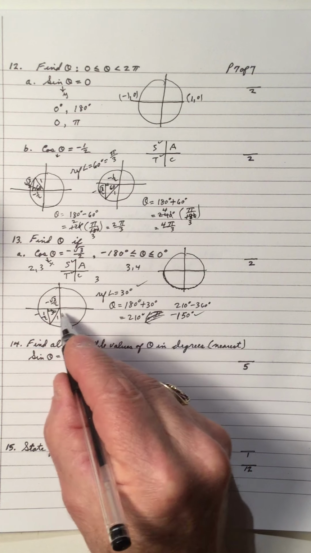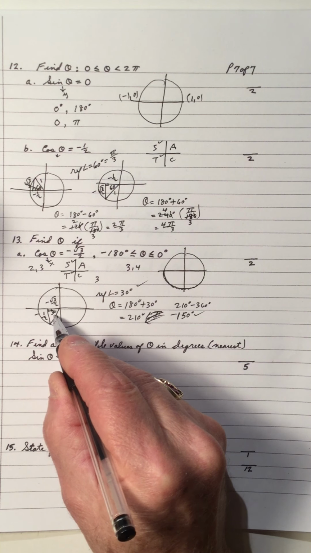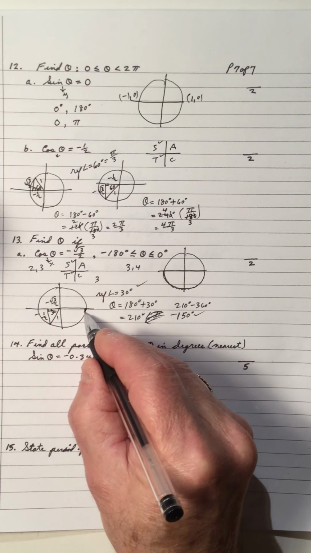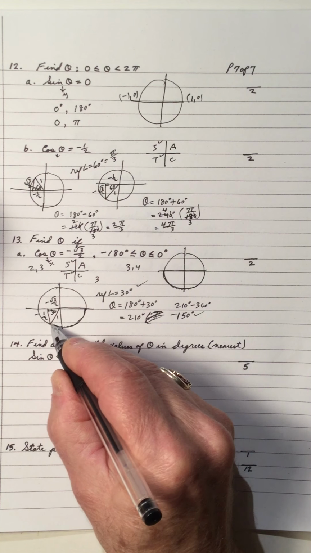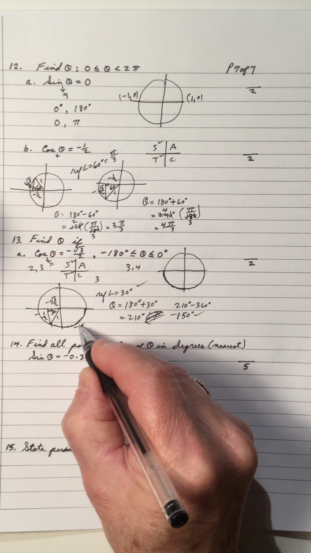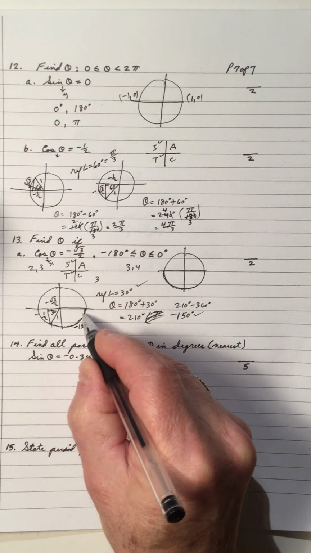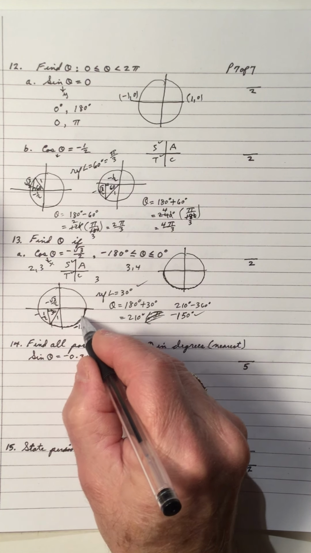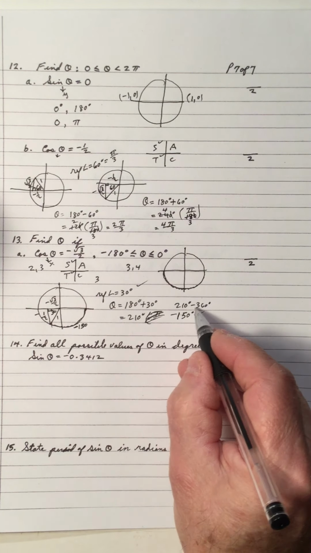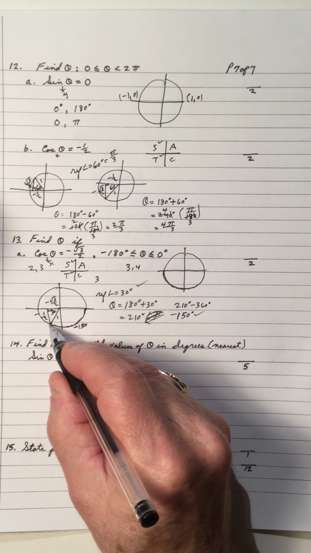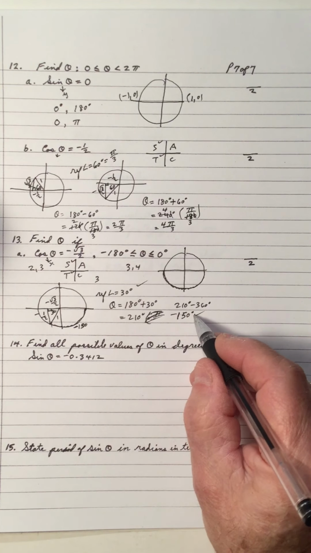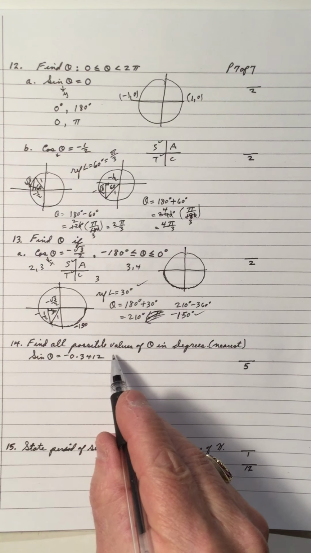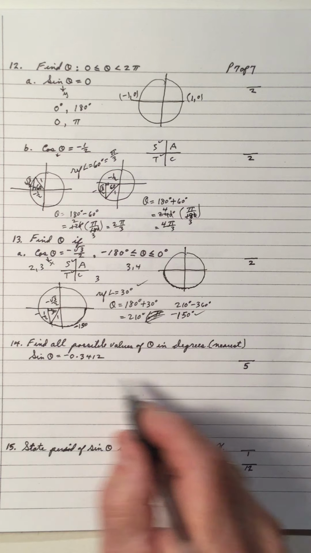And another way to think about it, the reference angle is 30 here. But because we need a negative angle, from here to here, that's 150. Okay? That's 150, and 30 is 180, but it's negative. So if you went this way, without subtracting like this, you would say that's 150, but it's negative, so negative 150 is the answer. Number 14, find all possible values of theta to the nearest degree.